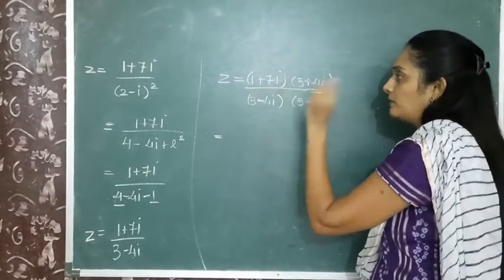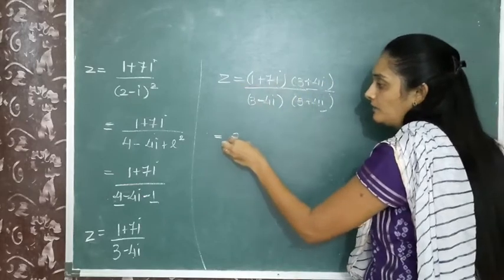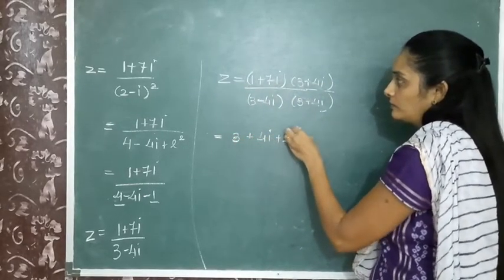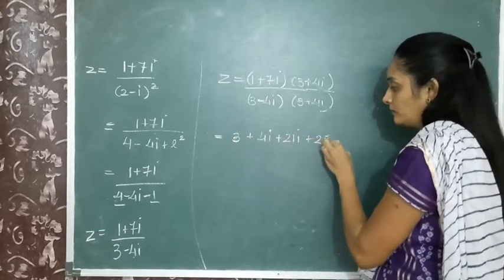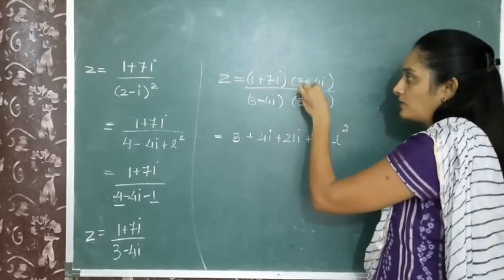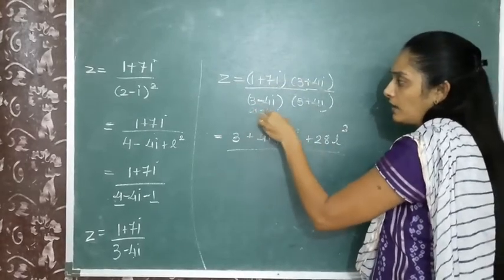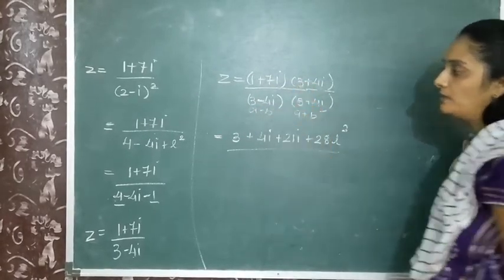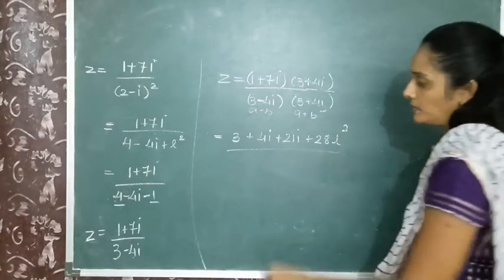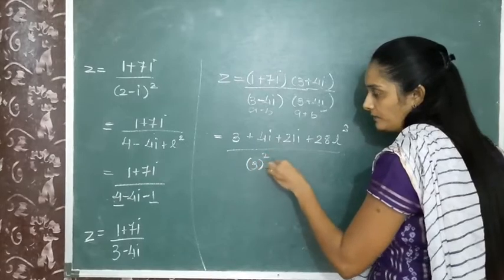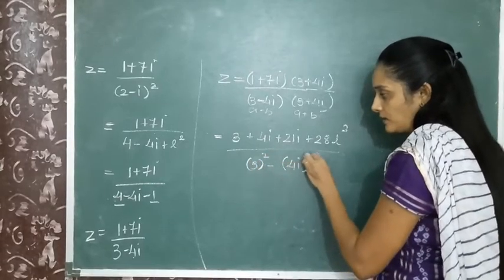Now we can multiply these two brackets. 3 ones are 3 plus 4i. 7 fours are 28i, i into i square. And in the denominator, here a minus b, a plus b, so we can use a square minus b square. So 9, otherwise I can write like this, 3 square minus 4i square.